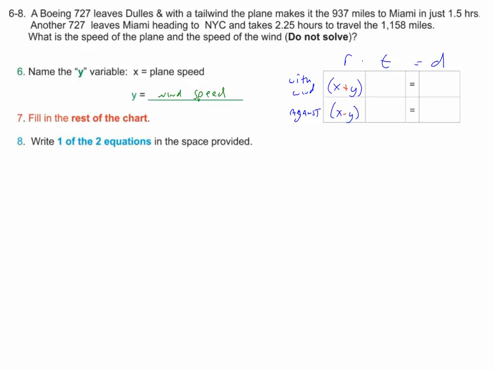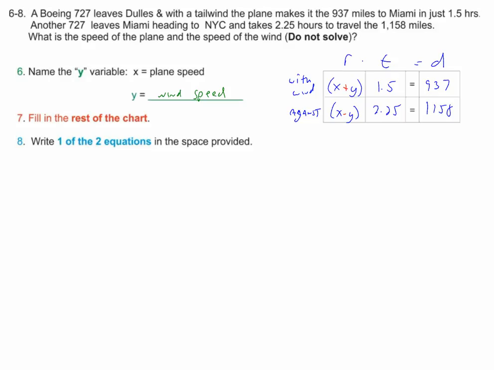Okay, so let's finish up our chart. Let's see if we can get some times and distances. 727 leaves Dulles, and with the tailwind, the plane makes the 937 miles in 1.5 hours. Time, 1.5 hours. Distance, 937 miles. Another leaves Miami heading to New York City and takes 2.25 hours to travel 1,158 miles. Tailwind is with the wind. The other would be against the wind.